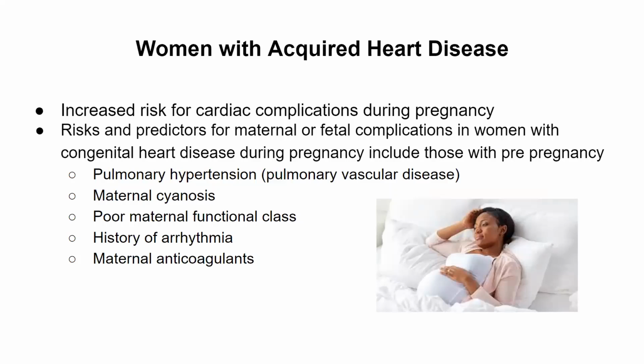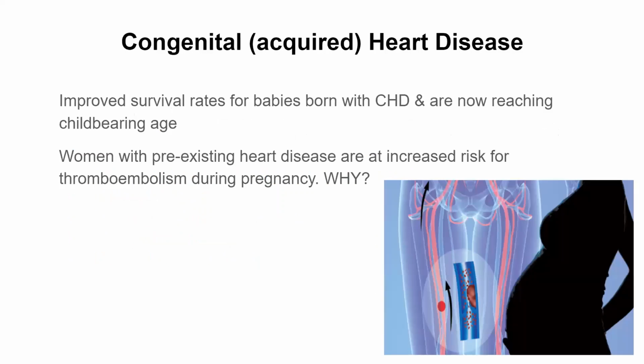And the risks and predictors for maternal or fetal complications in women with congenital heart disease include those, obviously, we would know that already had pre-existing pulmonary hypertension, maternal cyanosis, poor maternal function class, a history of an arrhythmia, which can be common or caused by maternal hormones, and maternal anticoagulants. So we know that pregnancy is a hypercoagulable state, and we already have a patient who needs baby aspirin, who needs some other type of antithromboembolytics, excuse me.